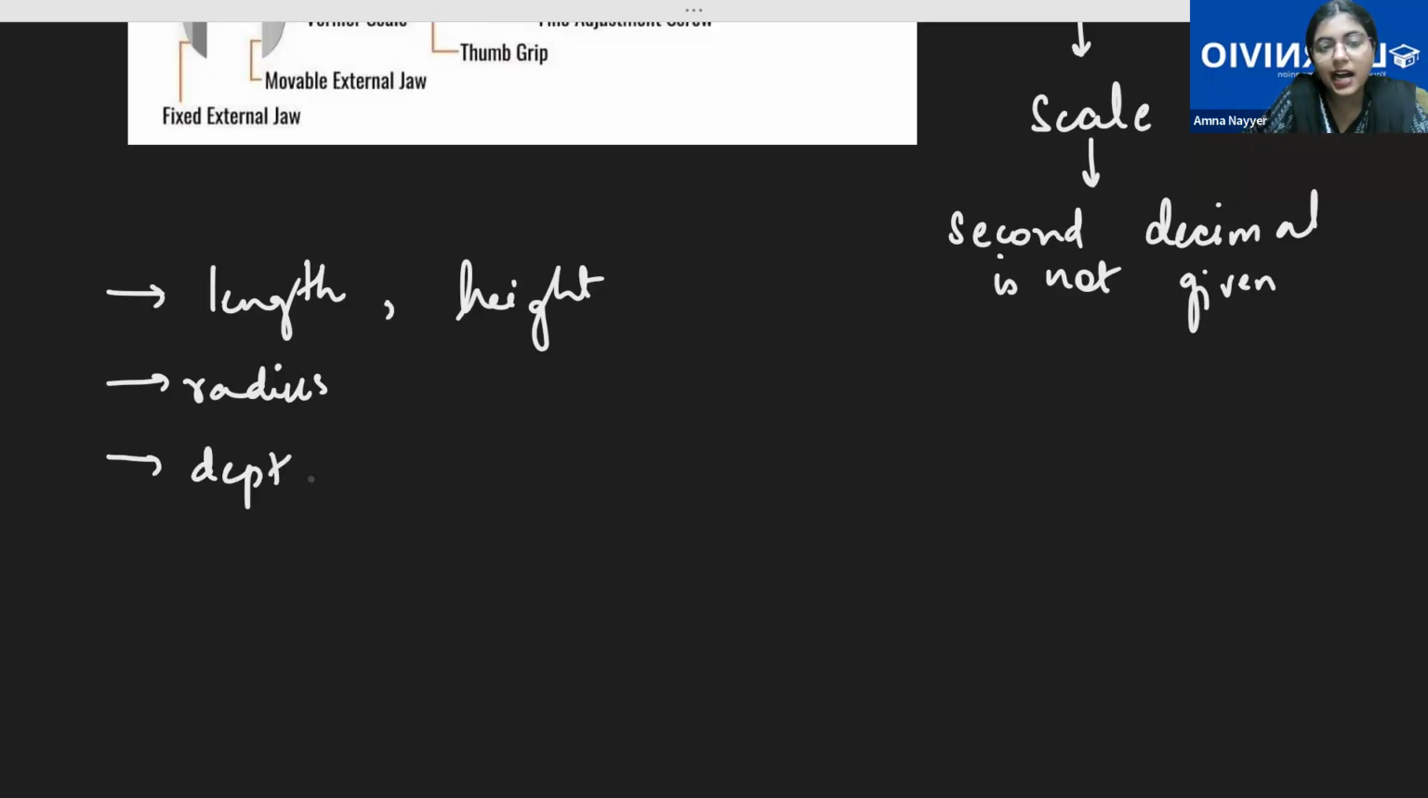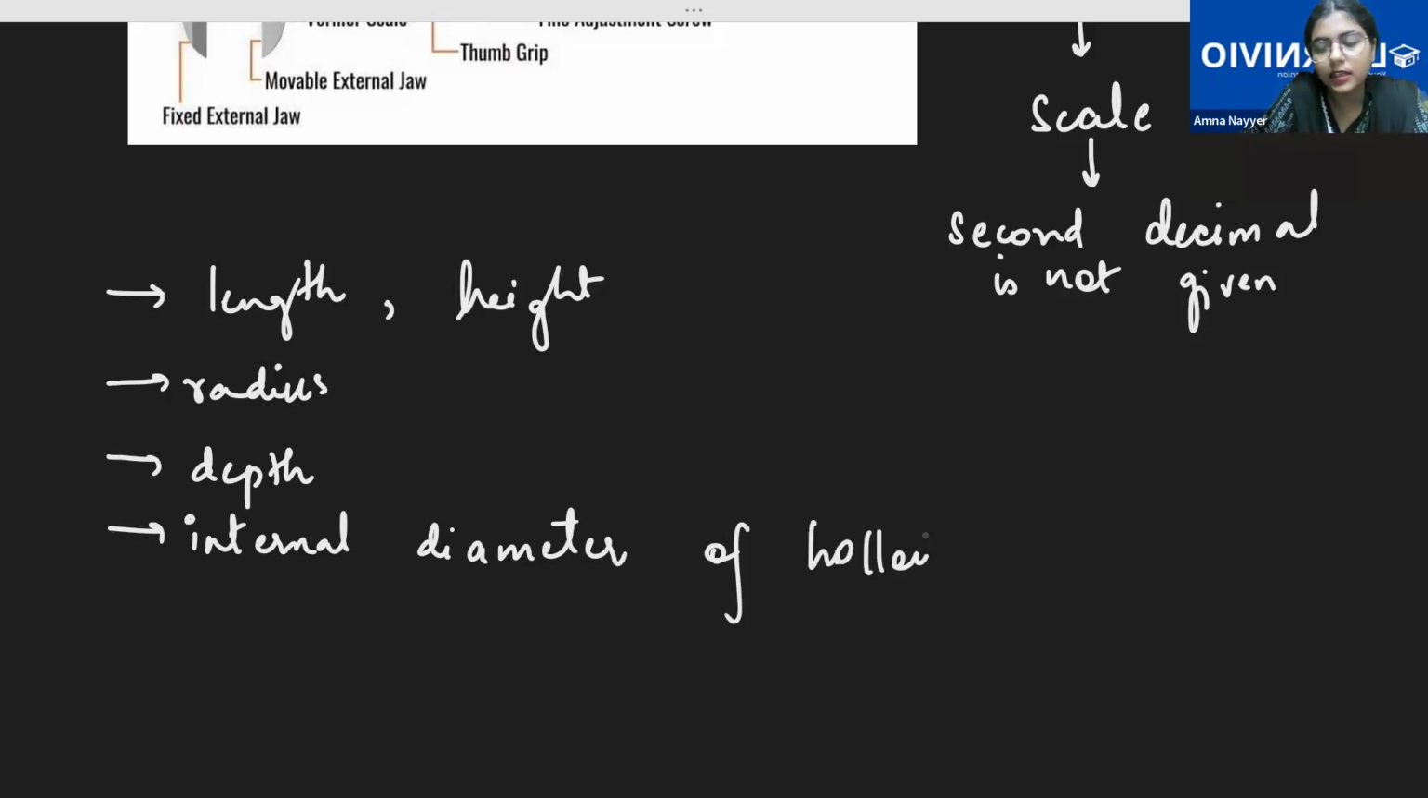Then the depth of glass, beakers and all. And the internal diameter of a hollow cylinder. The thin edge that we get over the cylinder, that is what is known as this.